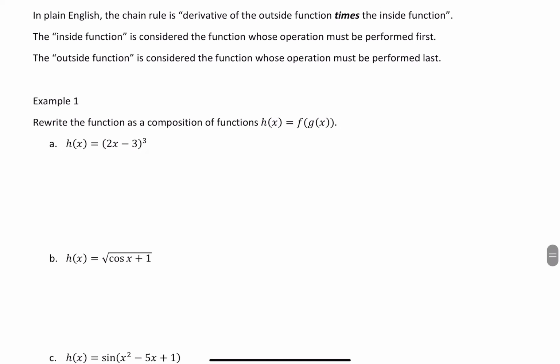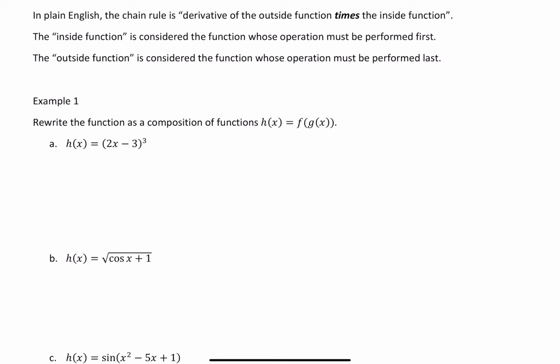Now for us, we're only going to write this as two functions, but you can write many compositions using more than two functions. So for example 1, we're not going to actually do any derivatives. We're just going to rewrite the function as a composition where we have f of g of x. For letter A, we have (2x minus 3) cubed. So our two functions are, we're going to multiply something by 2, subtract 3, and our other function is that we're going to cube it.